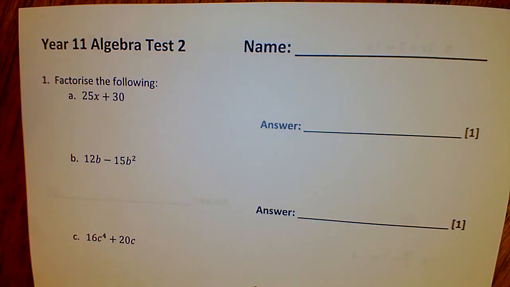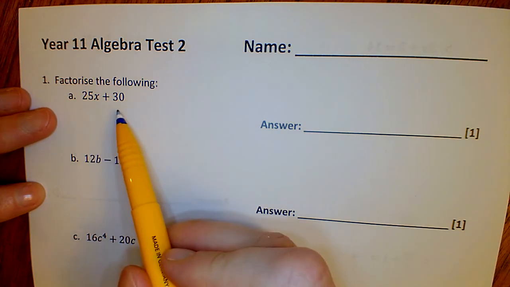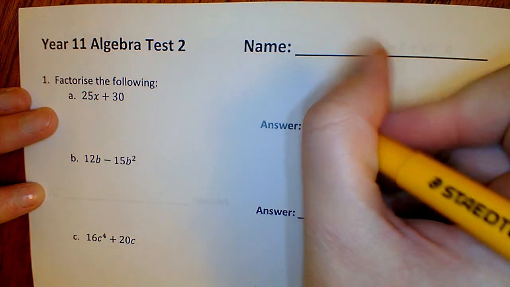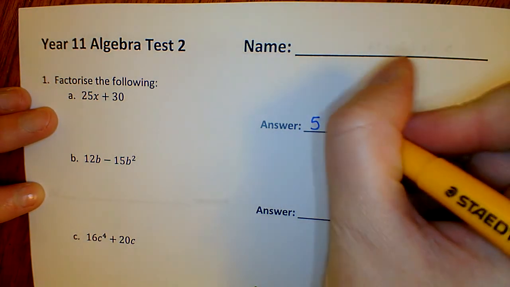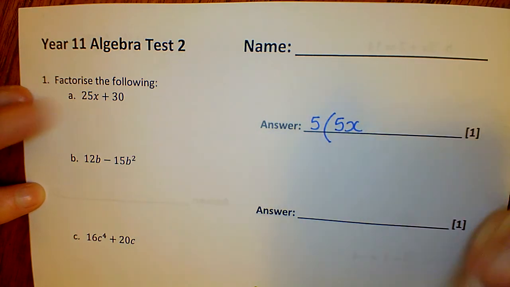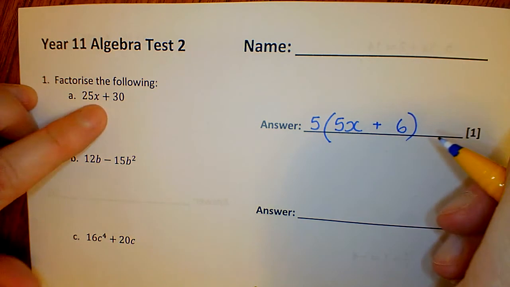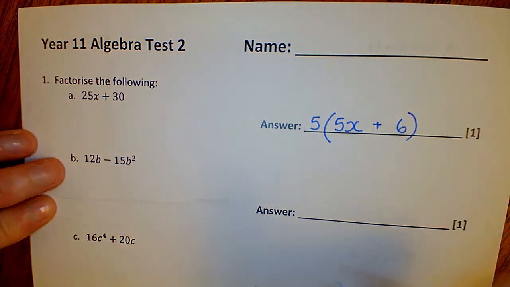Okay, so I'll just go through the second algebra test then. So factorize the following. Remember, this is simple factorizing. We take out the biggest number that goes into 25 and 30, so that's 5. We can't take out any letter, so we're left in the brackets with 5x. 5 5s gives us 25, and 5 6s then give us 30. So 5 upon 5x plus 6.